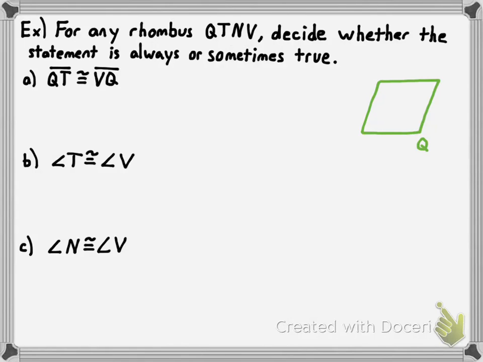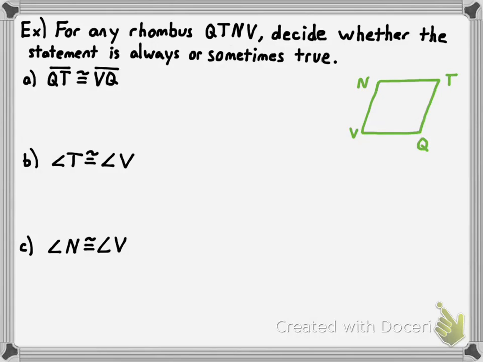So I could put Q here, then T, and V. Or I could go Q, then T, then N, then V. I'll do the second one. I'm going counterclockwise here. And the reason why it's important to do that is because then it's easy to look at the name and determine, all right, so it's QT and NV.